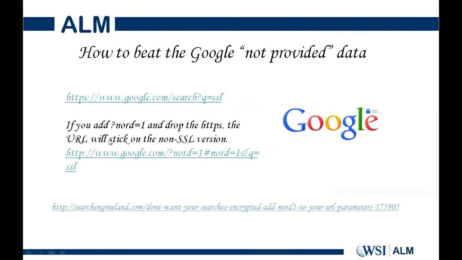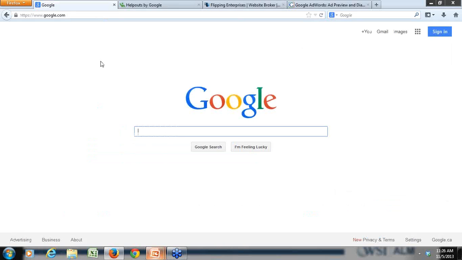What you do is add $nord=1, and drop the HTTPS, and the URL is going to stick with the non-secure version. Let me give you a demo. So I go $nord=1. So I'm going to do this.